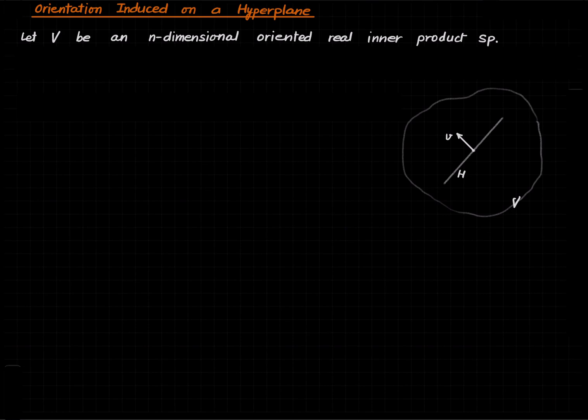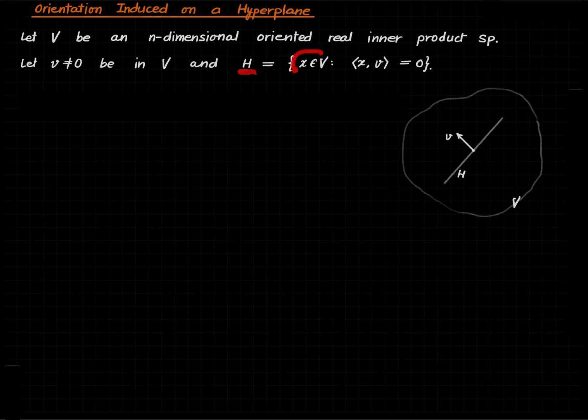Now, if we have a hyperplane, suppose we choose a non-zero vector and consider the hyperplane perpendicular to it, meaning all those vectors in V which are orthogonal to the chosen vector v. In the picture, if this is our vector space, and this is our vector v, then this is the hyperplane H that is perpendicular to v. That's the picture. What we are going to do is define an orientation on this guy using the orientation that we have already chosen for the vector space V. So we will define an orientation omega on H.